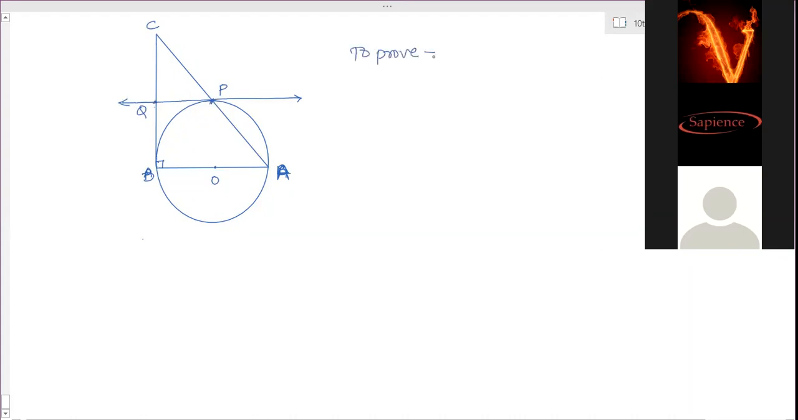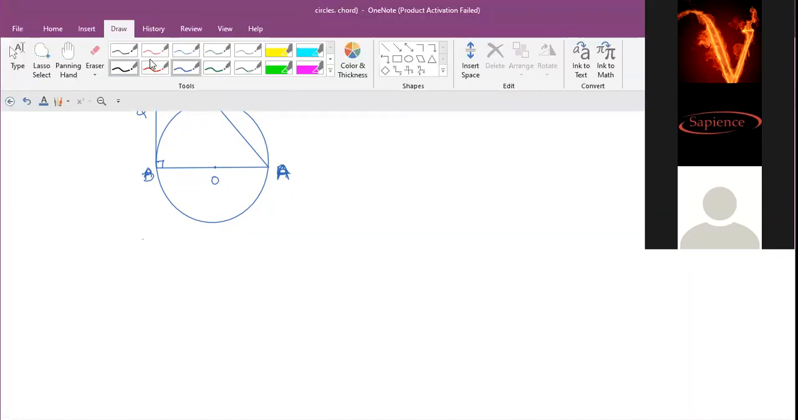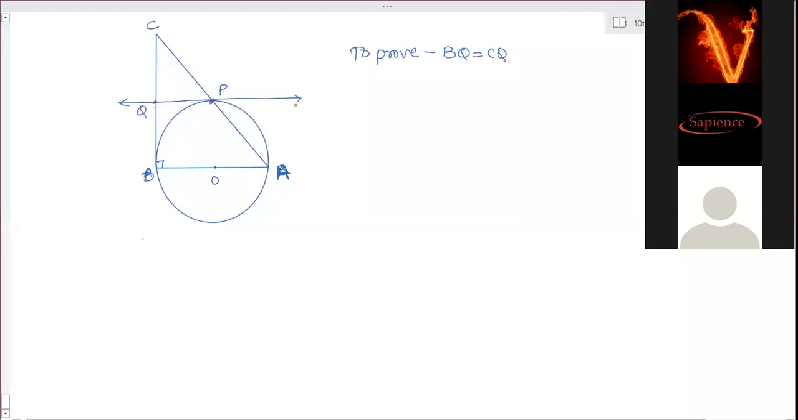What we have to prove? That BQ is equal to CQ. What we have to do? Listen now everyone carefully. Join BP. What is this angle? BPA is 90 degree. BPC is also 90 degree.